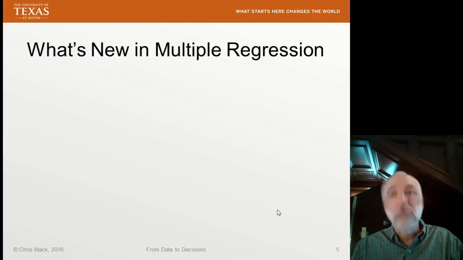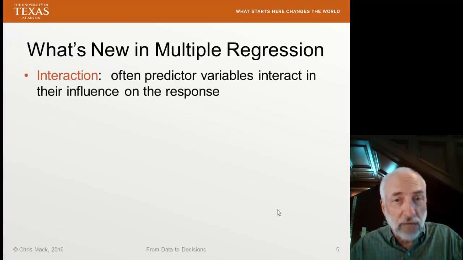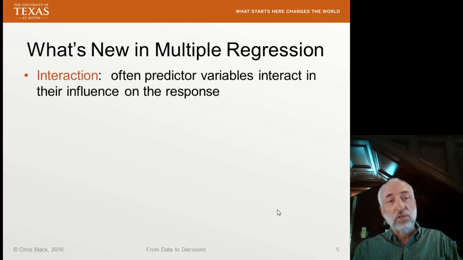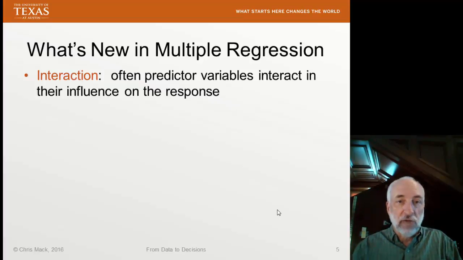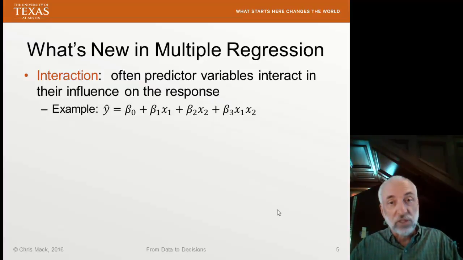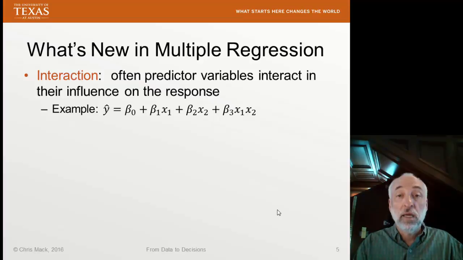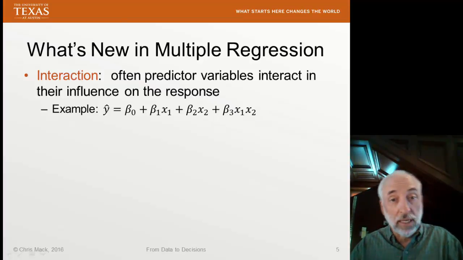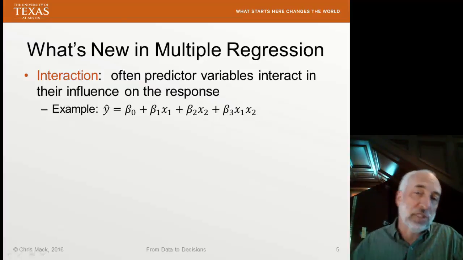But there are some new things in multiple regression, some unique issues that we have to deal with. One of them is called interaction. The predictor variables aren't always independent in their influence on the response. Sometimes we have to deal with interaction. So here's an example where I have two different predictor variables, x1 and x2, but I want to include an interaction term where these two things interact. So here I would include a third term that has x1 times x2 in it. So x1 is pressure, x2 is temperature.